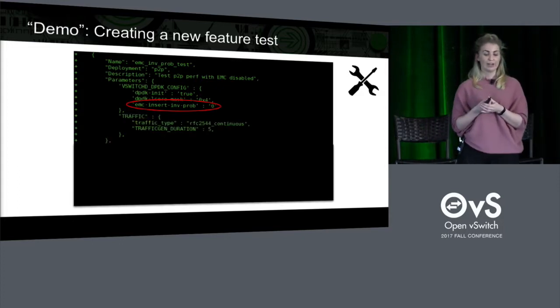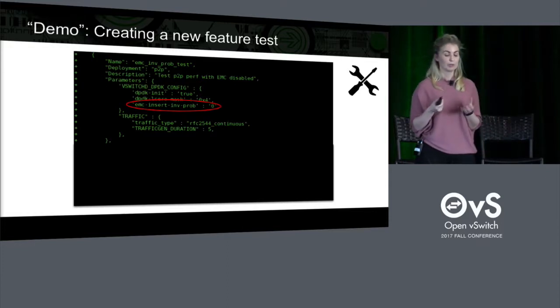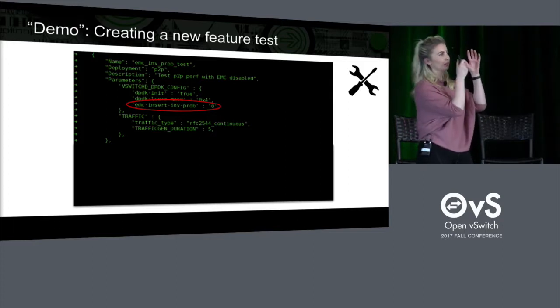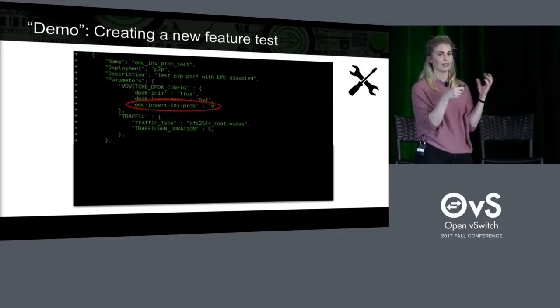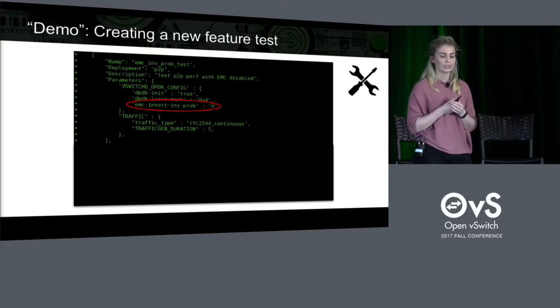Then we set up our traffic. For the purpose of this test, we just want a simple default traffic type where we're going to run it for 5 seconds. But again, you could build this out to, say, the packet size. You could specify a destination IP address, whatever you want.